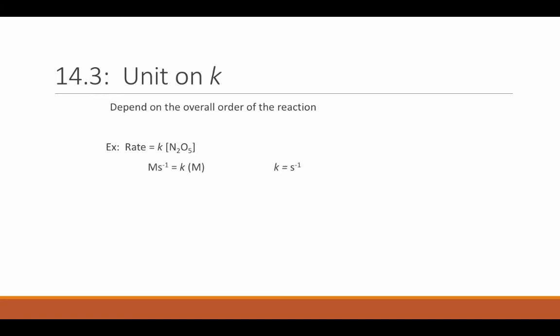Consider the rate law shown here. We can do this by substituting the units for each variable into our equation. So we've replaced rate with molarity per second, or molarity times second to the negative 1. This just means seconds is in the denominator when it's raised to a negative power, equals K times molarity, because that's the unit of concentration here. Solving for the unit on K, then, we divide both sides by molarity, and we get K is equal to seconds to the negative 1, or 1 over seconds.